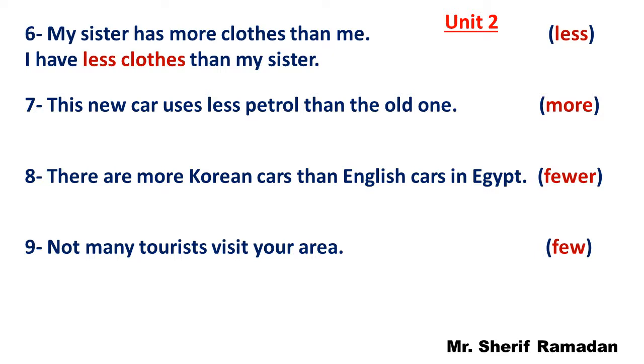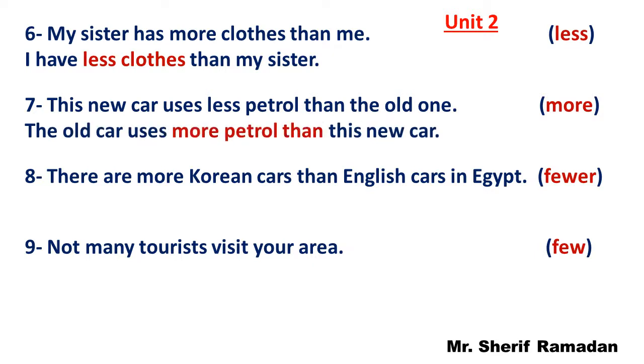Number 7. This new car uses less petrol than the old one. استخدم كلمة more، يبقى بعكس الجملة. كلمة the old one اجيب اقول the old car افضل، عشان the old one غير معروفة. لما ابدأ بيها الجملة لازم اجيب الشيء المعرف. بقول the old car uses more petrol than this new car.